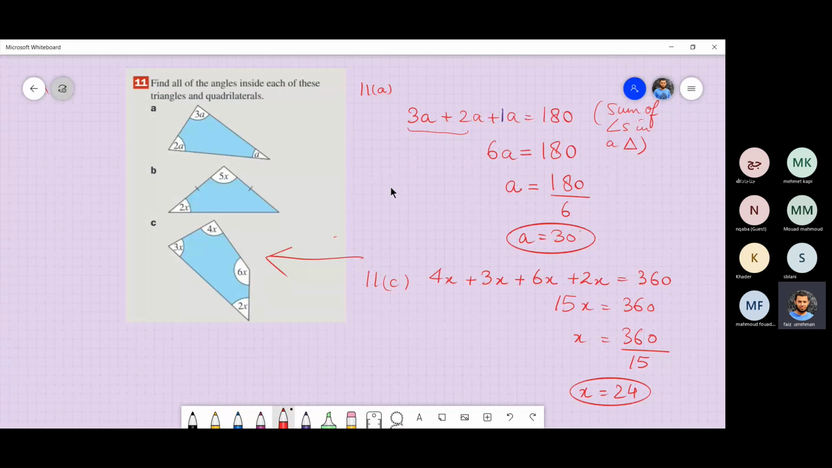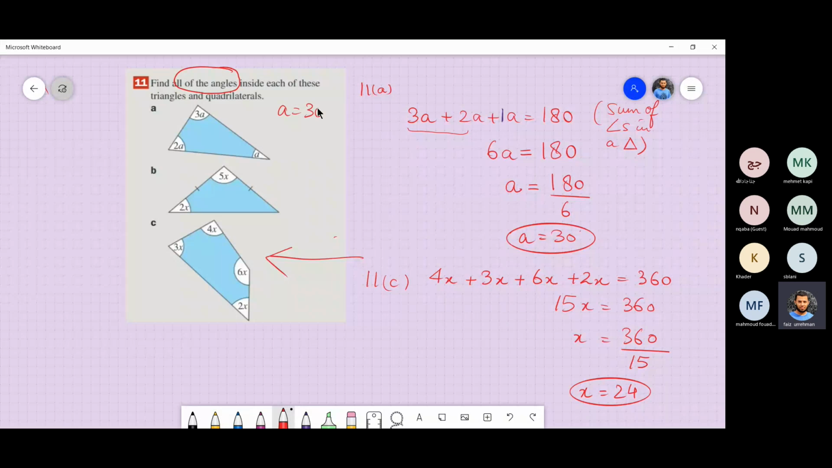Now class, quickly, we need to finish. Now what are they asking? Find all the angles. So we just found out A is 30. What is the meaning of 3A? 3A will be how much if A is 30?